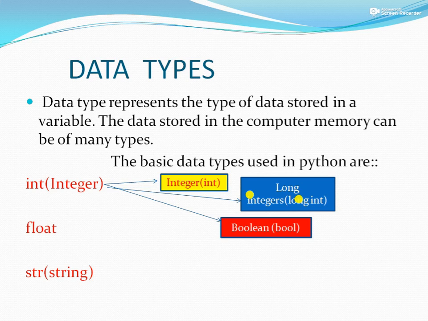Now, float. Float represents floating point values, meaning numbers with a fractional part. The fractional part of a floating point number may be 0 as well. For example, 3.14, minus 49.7, 18.0, etc.